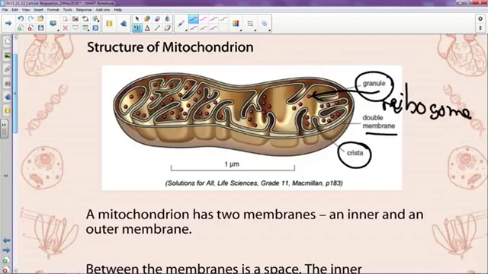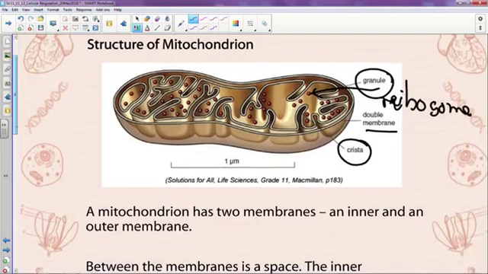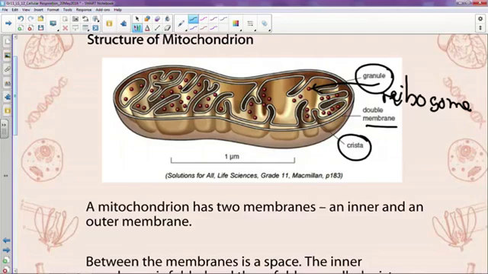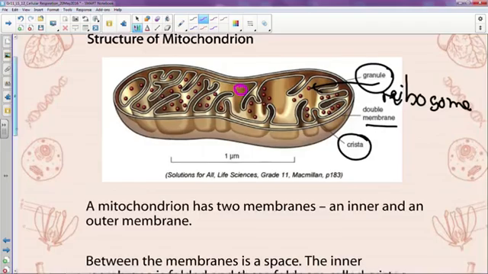What is not illustrated in this diagram is the mitochondrial DNA, which is DNA present in the mitochondria, and that has a very important function in controlling the production of enzymes in the mitochondria.